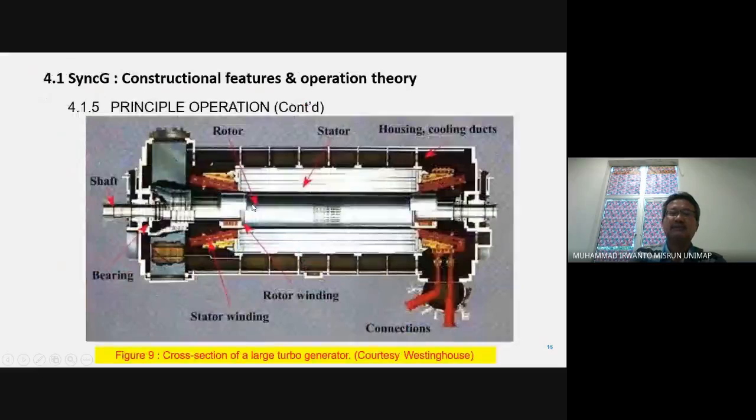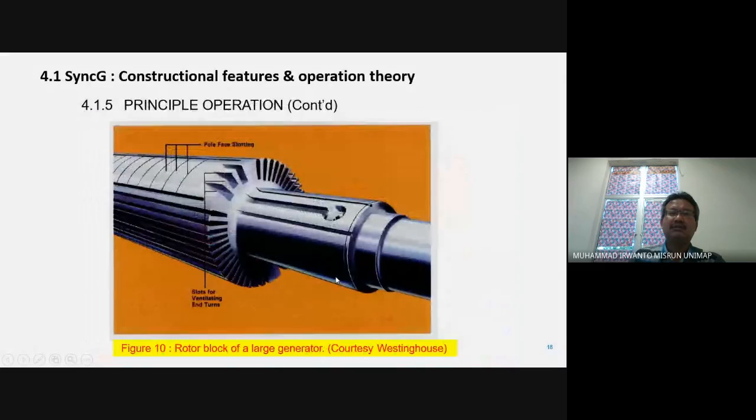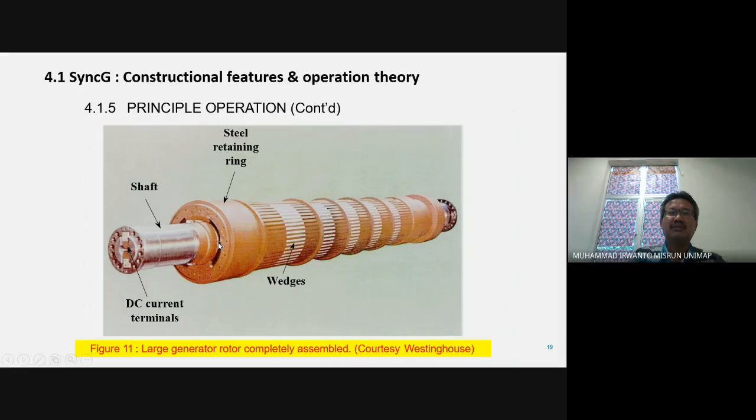Okay, so we can see here the construction of the synchronous generator. This is the rotor and this one is the stator. This is supported using the bearing, rotor, stator, and this one is the housing. And the same here, we can see it is for the large generator. Large generator rotor completely assembled.